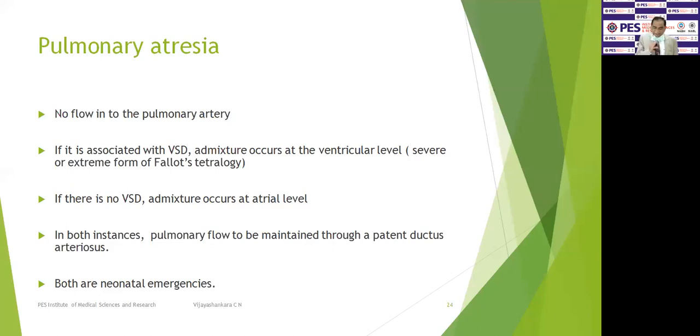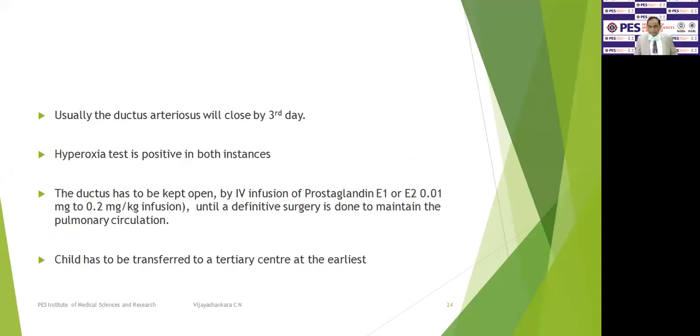So that means that these two, pulmonary atresia with VSD, or what you call the severe or extreme form of Fallot's tetralogy, and isolated pulmonary atresia, both are neonatal emergencies. They have to be diagnosed and dealt with in the first few days of life. The hyperoxia test is positive in both instances. The ductus has to be kept open by infusion of prostaglandin E1 or E2, any one of them can be used. But in practice, we use more of prostaglandin E1.